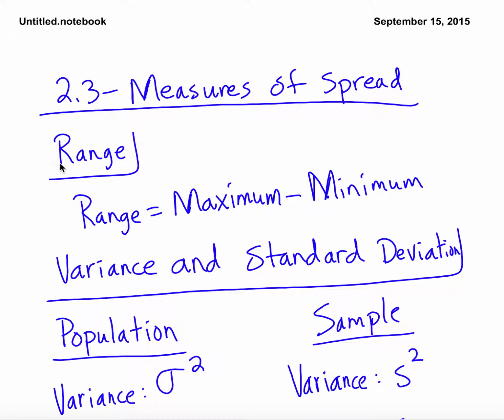One measure of that is what we call the range. The range isn't all that interesting and useful, but it is an important one to have. All you do to find the range is take your maximum data value and subtract your minimum. A better one is what we call the variance and standard deviation. This is a better measure of spread or variability.